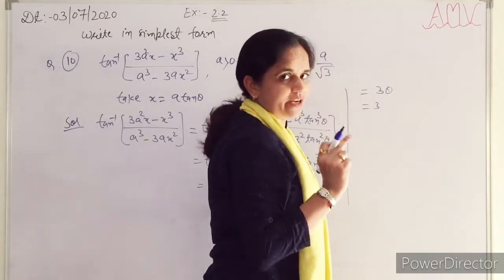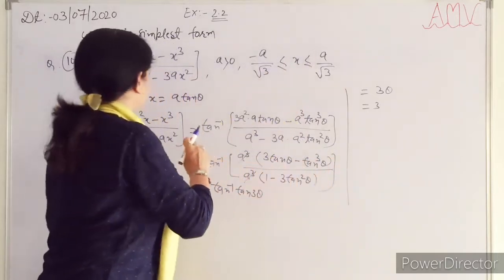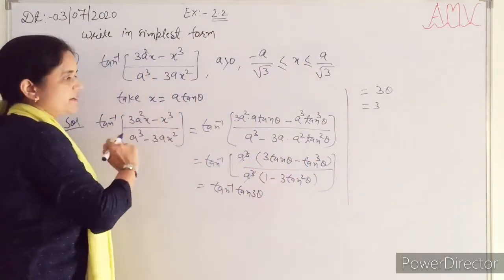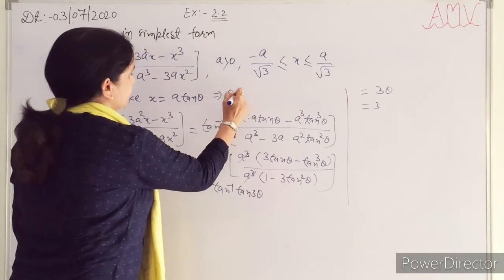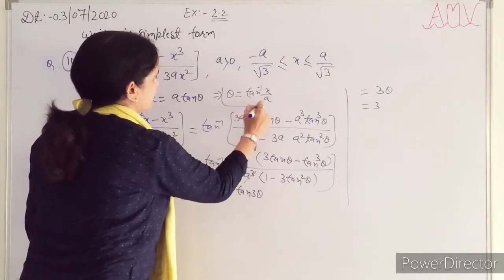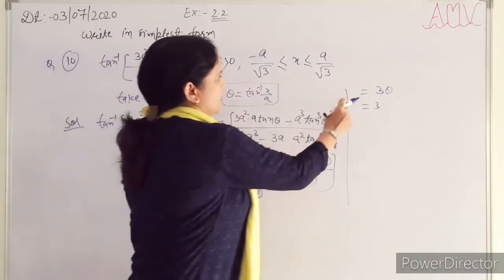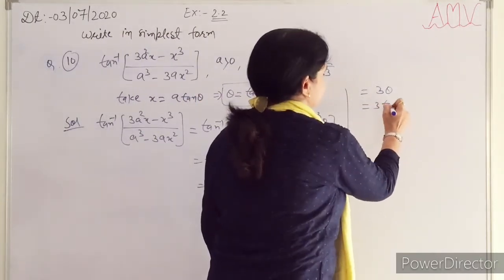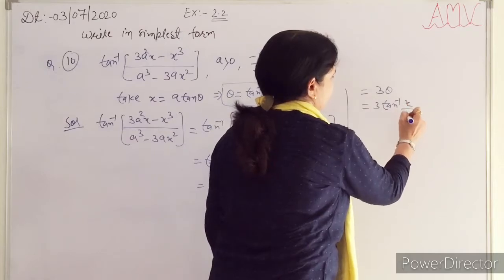Now substitute the value of theta. Here, students, we have taken x is equal to a tan theta. Therefore theta is equal to tan inverse x by a. So right here, in place of theta, it's tan inverse x by a.